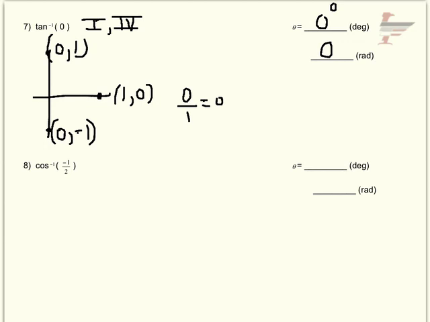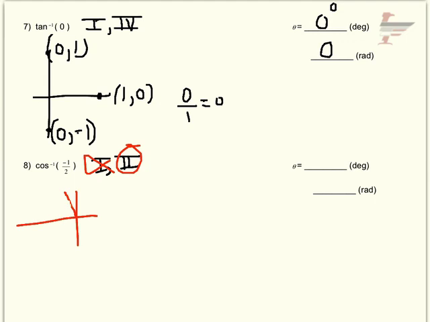And the last one is where is cosine equal to negative 1/2? So again, cosine can occur in quadrants 1 or 2, but we want it to be negative, right? Cosine is negative 1/2, so it's going to be in quadrant 2. So focus over there. Cosine is x. So where's your x coordinate? Negative 1/2. And that'd be right here.